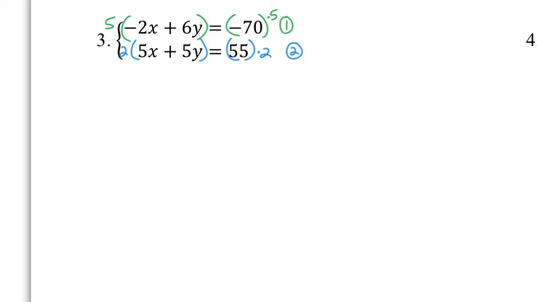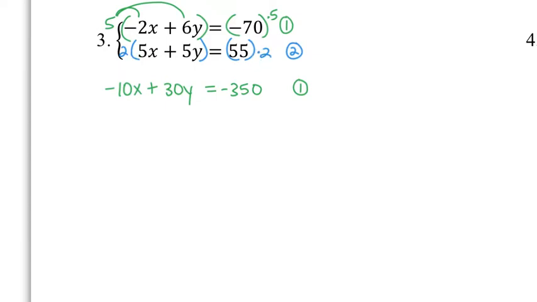So top equation, have to distribute. So we're going to do 5 times negative 2x is negative 10x. Now we have to do the 5 times the 6y, which is positive 30y. And then we have to do negative 70 times 5 as well. So grab a calculator if you're unsure, but that'll be negative 350. So that's our new equation number 1. So don't add it to equation number 2 yet. We have to adjust equation number 2 as well.